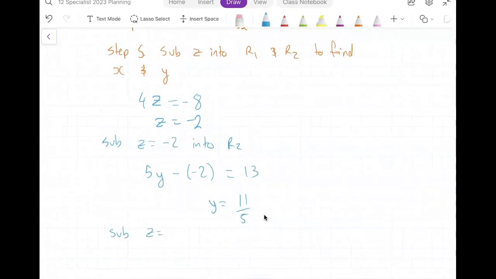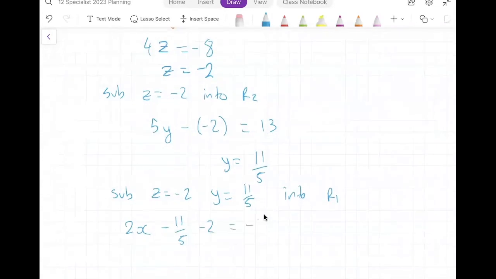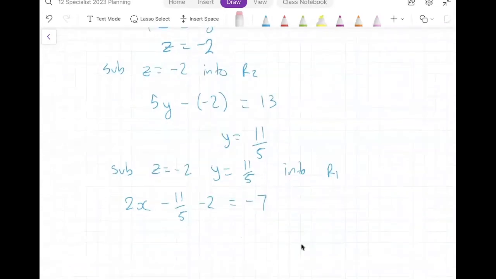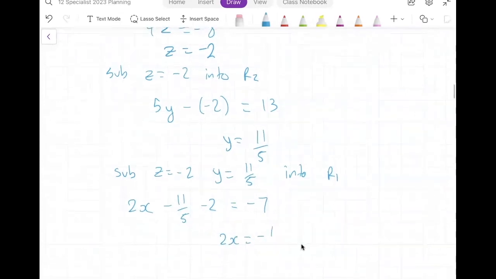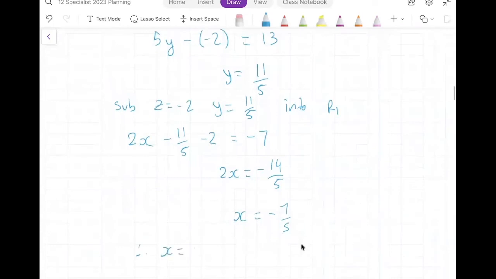If I sub Z equals -2 and Y equals 11 over 5 into row 1, then that is going to give 2X minus 11 over 5 minus 2 equals -7. So if I add 11 over 5 and I add 2, that means that 2X is going to be equal to -7 plus 11 fifths plus 2, which is going to give -14 fifths. So therefore, X is going to equal -7 over 5. Therefore, X equals -7 fifths, Y equals 11 fifths, and Z is equal to -2. There are my 3 solutions.